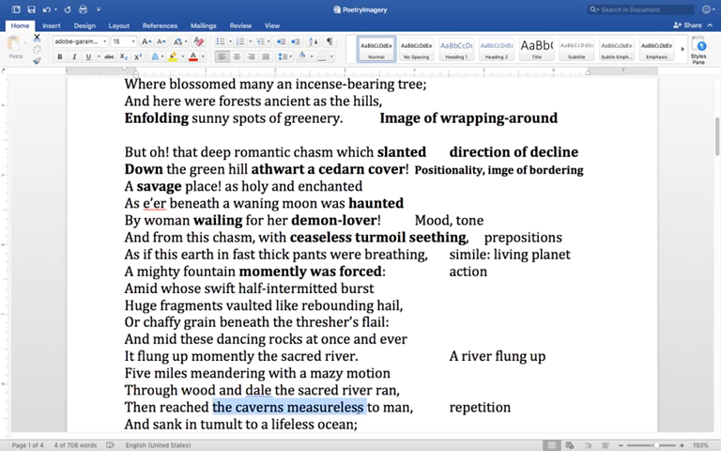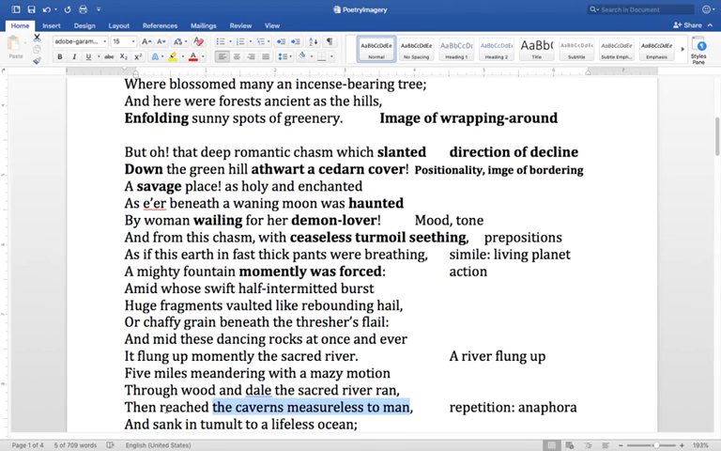This is an example, by the way, of when a poet repeats his lines. It's a poetic device called anaphora, right, where there's a repetition of words. We've seen these words before, right? Cavern, measureless to man. And we'll see an example of this in the Robert Frost poem as well.